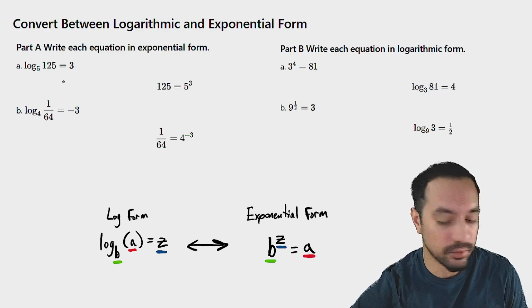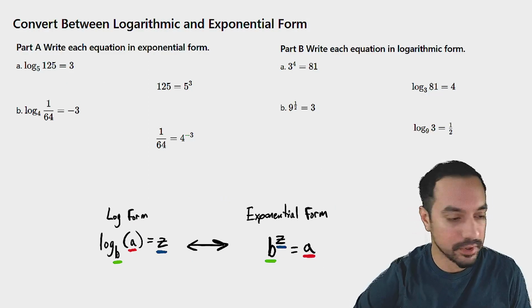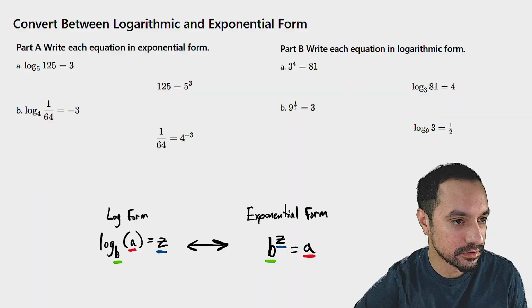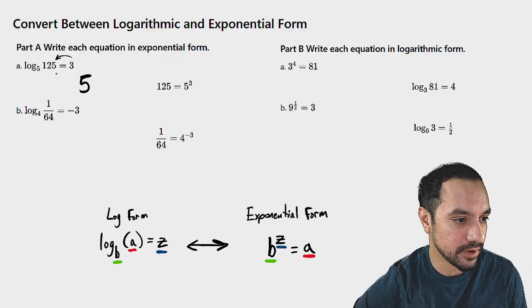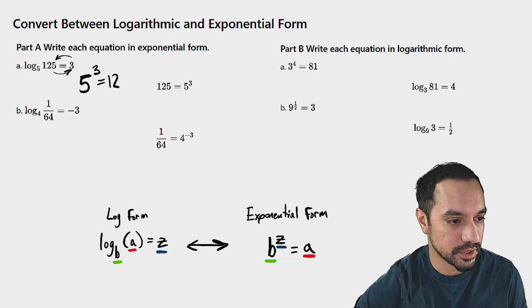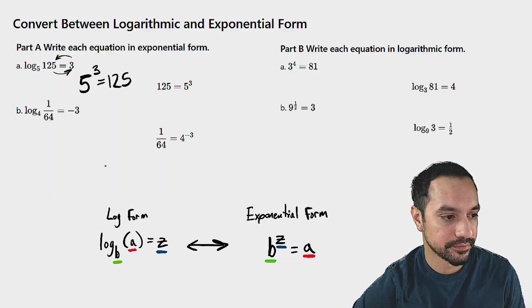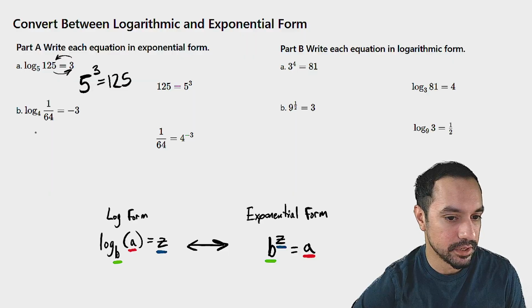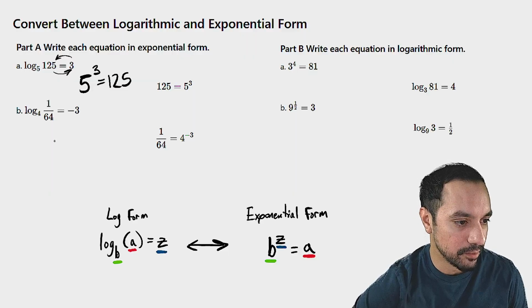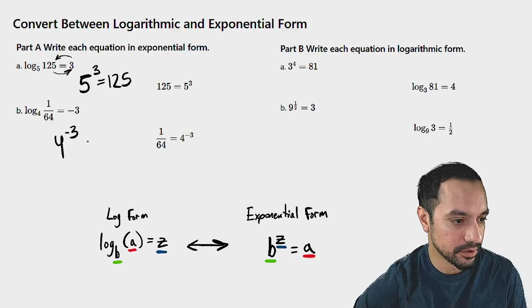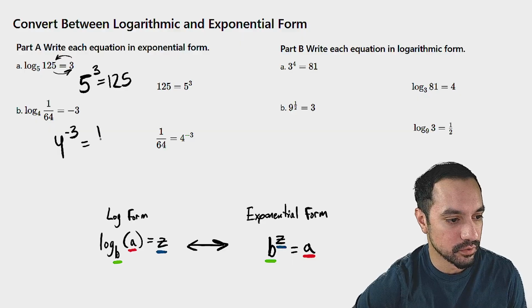For this first one, part A, I'm going to start with the base, and I'm going to swap the 3 and the 125. So it becomes 5 to the third equals 125. All right, part B, the second one, we get 4 to the negative third equals 1 over 64.